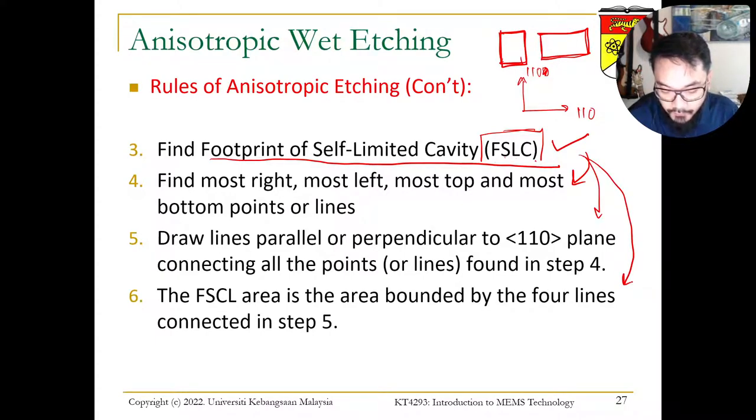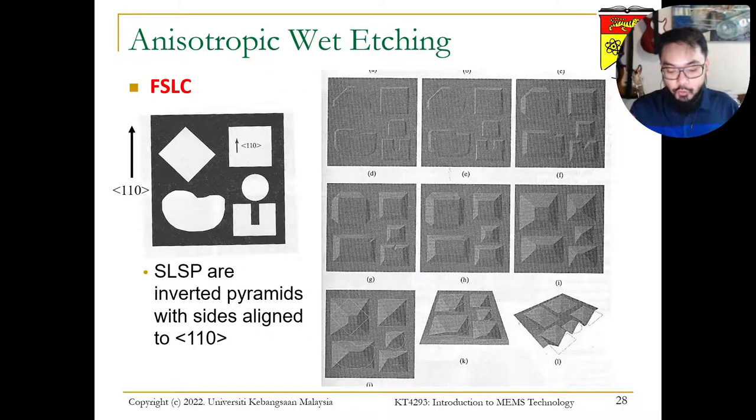First, number 4, find the most right, most left, most top, and most bottom points or lines. Then, number 5, draw lines parallel or perpendicular to the 1-1-0 plane, connecting all the points or lines found in step 4. And then step number 6, the FSLC area is the area bounded by the four lines connected in step 5. Okay, what do we mean by that?